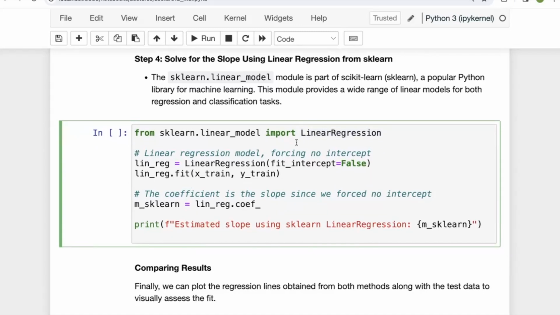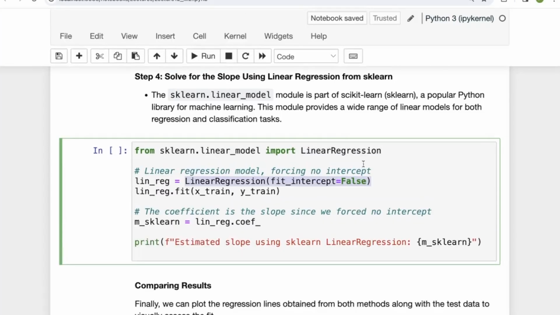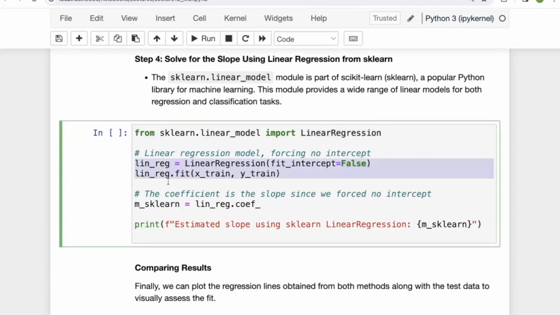The way this works is that, remember, this is a class. So you first have to create an object, and in order to do this, you have to instantiate it. When you instantiate these, there are some options. In this case, we know that we don't want the intercept term, so we can set that to false, meaning that we just want to find the slope. So this is the object.